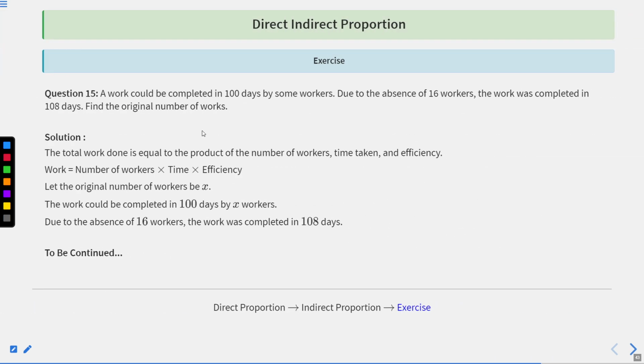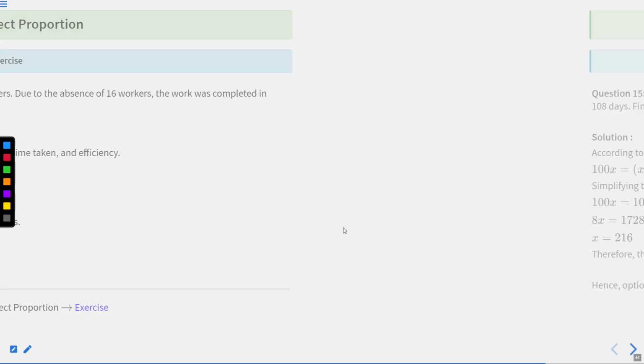So the solution: the total work done is equal to the product of number of workers, time taken and efficiency. So the total work is equal to number of workers, time and efficiency. Let the number of workers be x. The work could be completed in 100 days by x workers. Due to the absence of 16 workers, the work was completed in 108 days. This information is already given to us in the question.